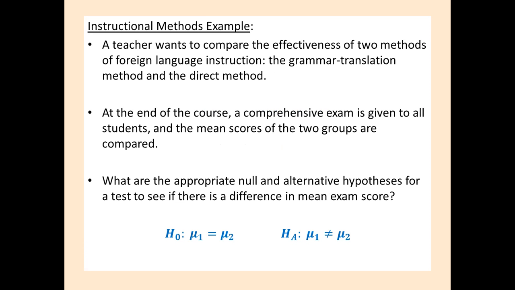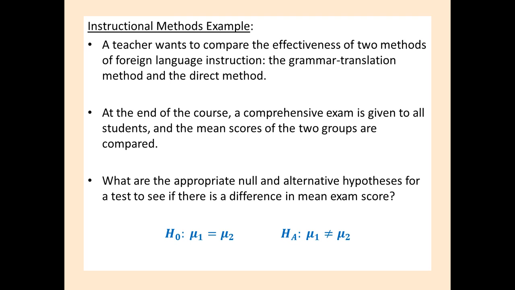For this example, comparing the effectiveness of two methods of foreign language instruction, if you don't know what those are, the grammar translation method is the one where, if your first language is English, it would be something to the effect of, this word means this in English. And you'd learn the vocabulary that way.